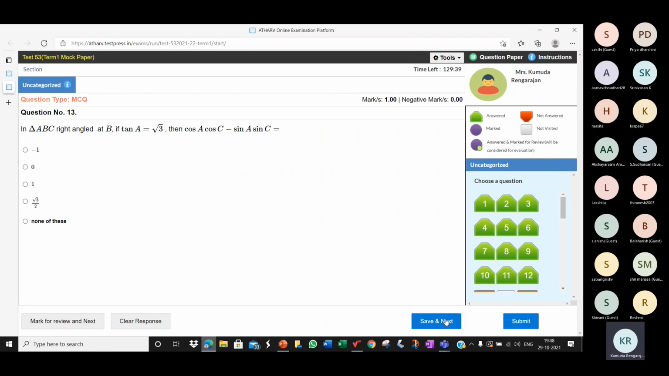And what about the measure of angle C? Angle B is 90. So what's the measure of angle C? 30. Yeah, B is 90 degrees, it's given. Angle A, because tan A is root 3, we understand that A should be 60 degrees, which means C is equal to 30 degrees. Now find cos 60 degrees cos 30 degrees minus sin 60 degrees sin 30 degrees. Work, substitute the values and get the value of this expression.